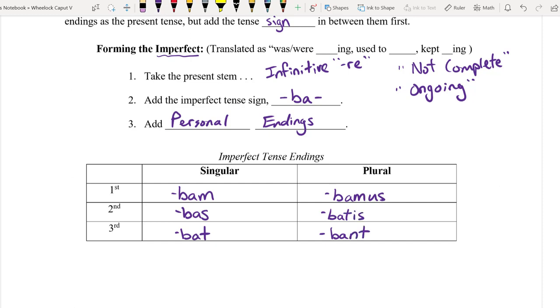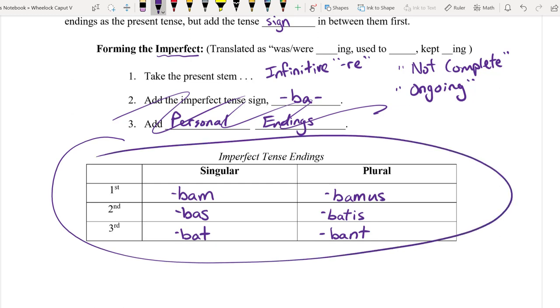And bo, bam, bas, bat, bamus, batis, bant. Okay. Now you can think of it, if you're comfortable with the same personal endings with this tense sign idea, right? If you want to keep this step, that's fine. A lot of times what I did was scrap both of these, and I just thought of this as my imperfect endings. I didn't think of this tense sign thing.